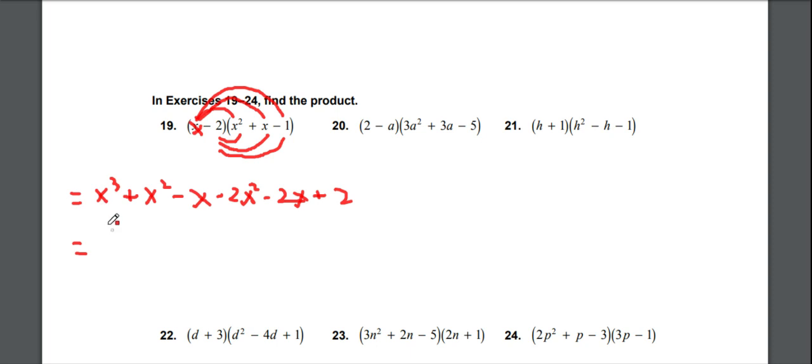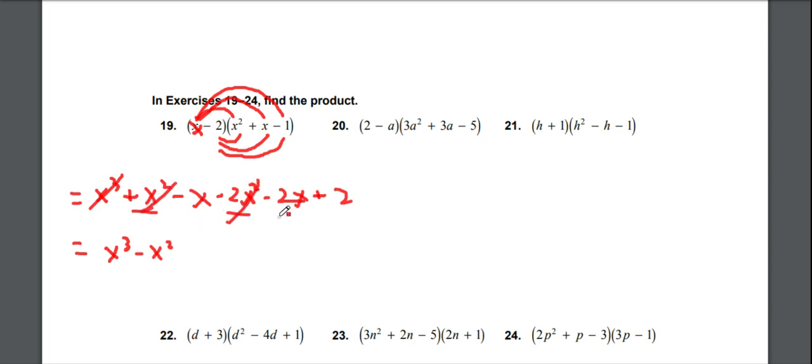This is the only x cubed term. It's to the highest exponent, or it's the highest degree, so it would come first. Again, if it helps keep you organized, then maybe you just cross that out. Then the next term is positive x squared. The negative 2x squared is a like term with that. This is a positive 1x squared minus 2x squared is negative x squared. We're done with those terms.